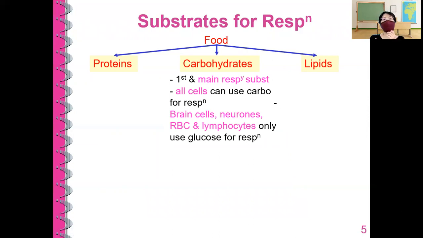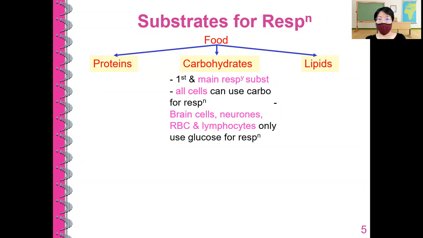Now, if you want to talk about red blood cell, why can red blood cell only use glucose? Because red blood cell has no mitochondrion, right? It can carry out only glycolysis. And what enters glycolysis? Glucose, right? The very first step is glucose, then you activate the glucose. So that's why red blood cell can only use carbohydrate as a respiratory substrate, as an example.